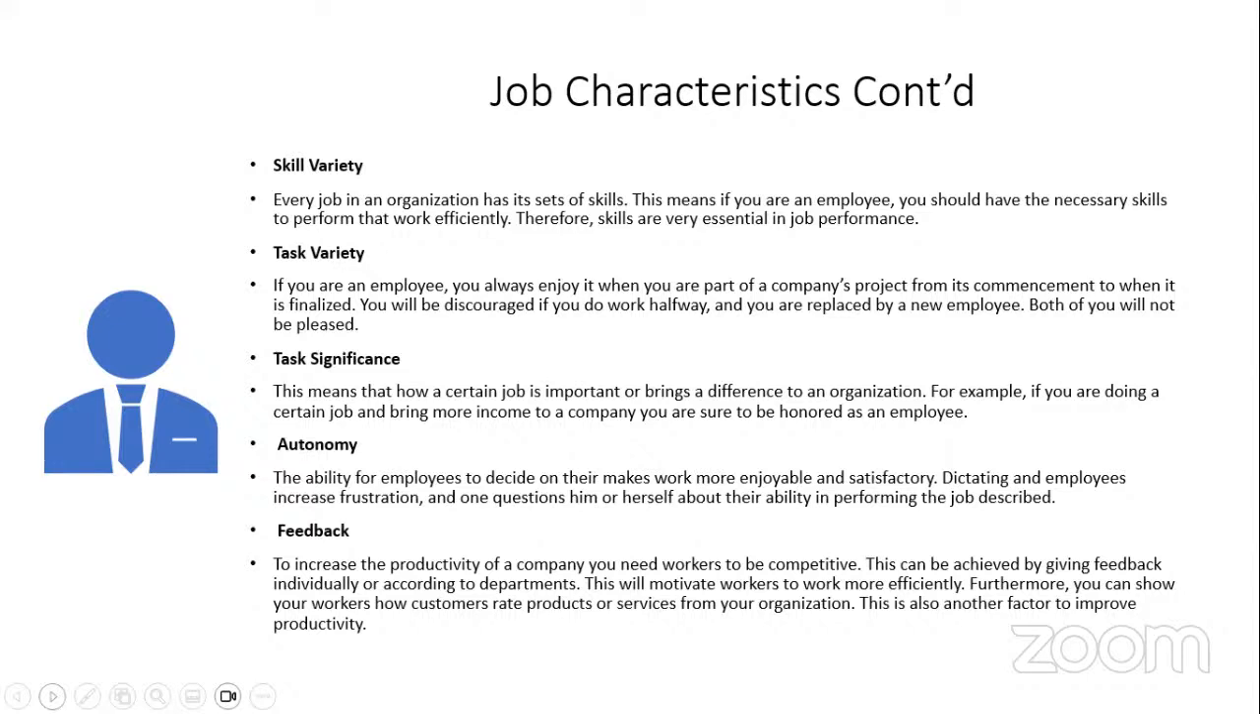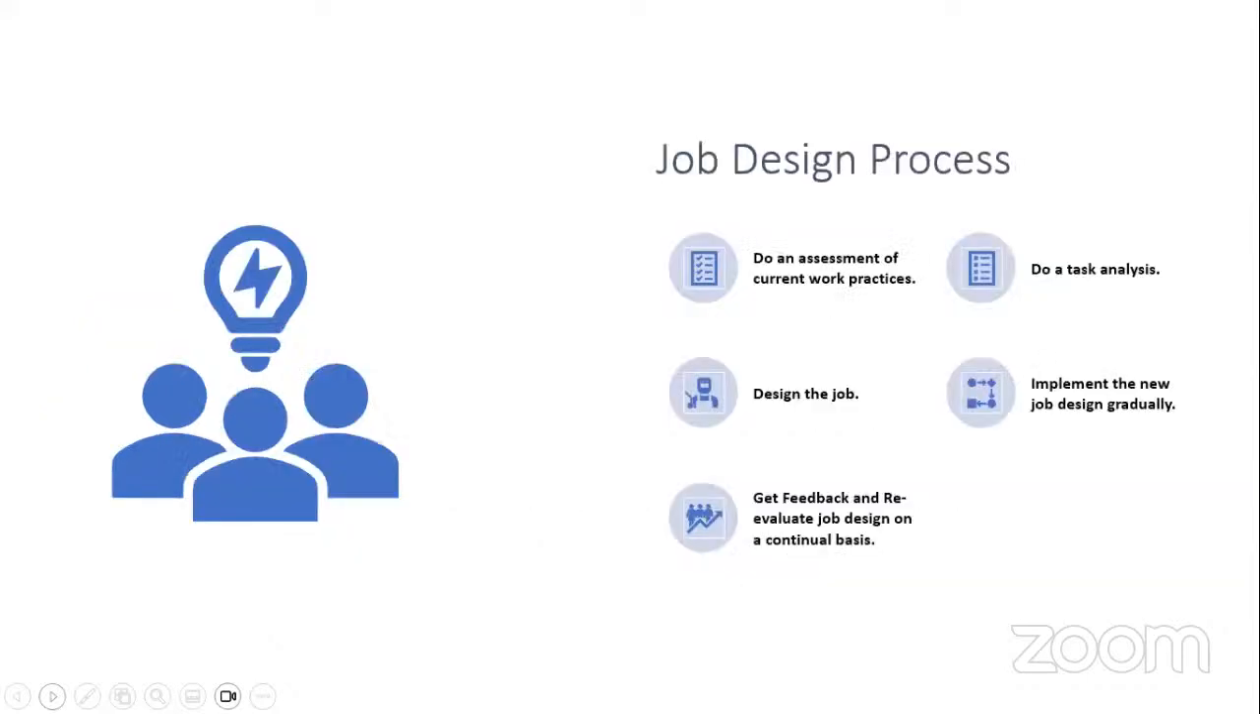Let's look at feedback. To increase the productivity of any company, you need workers to be competitive. They have to be updated. They must be up to date. This can be achieved by giving feedback individually or according to department. This will motivate workers to work more efficiently. Furthermore, you can show your workers how customers rate products or services from your organization. This is also another factor to improve productivity in the organization.